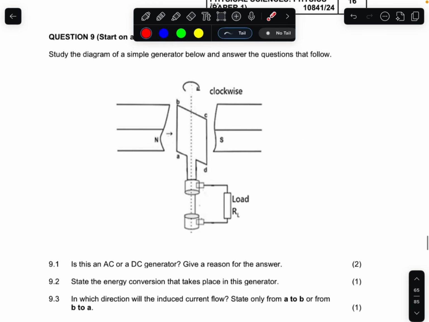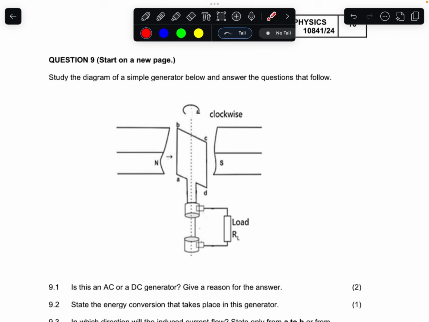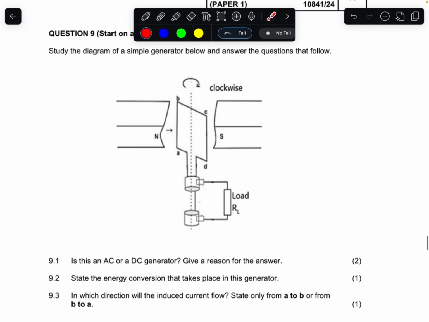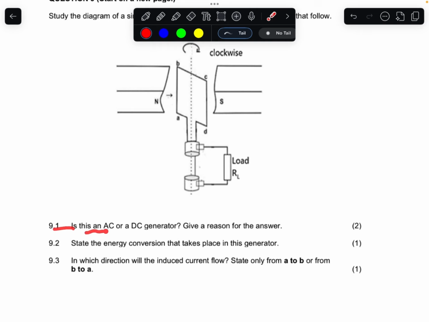Let's look at question 9, the electric machines, the electrodynamics. Study the diagram of a simple generator below and answer the following questions. We're told that this is a generator. And what type of generator is this one? It's an AC generator. 9.1, it says, is this an AC or DC generator? It's an AC. The reason for that, we'll say there are slip rings, right?